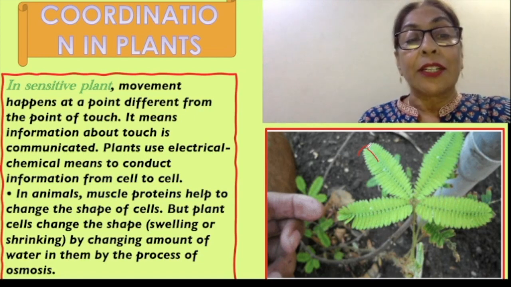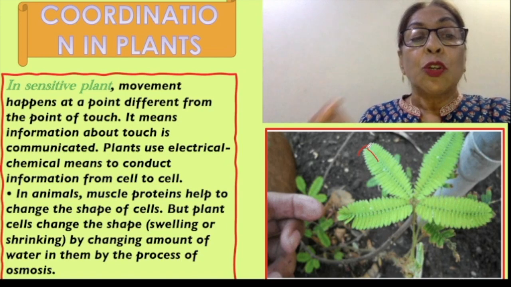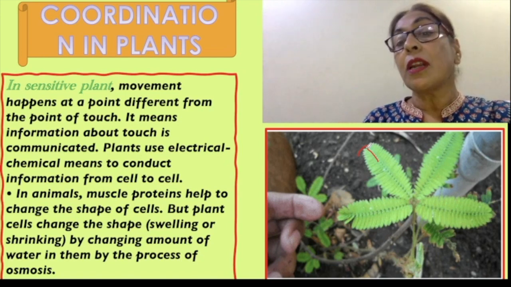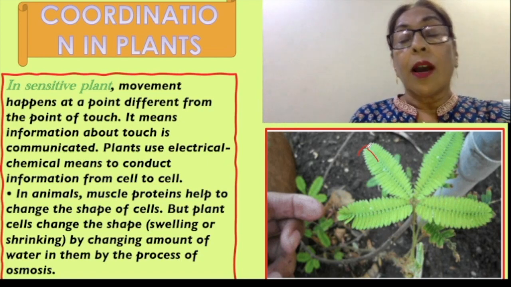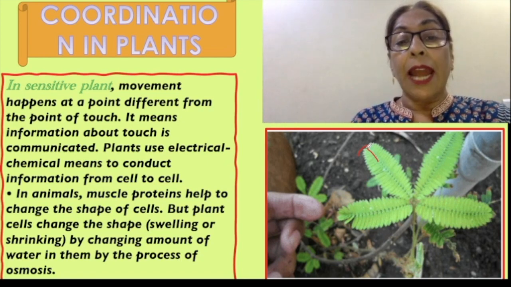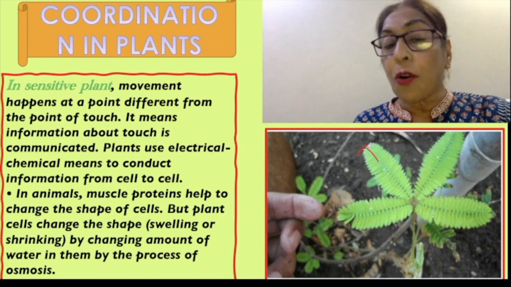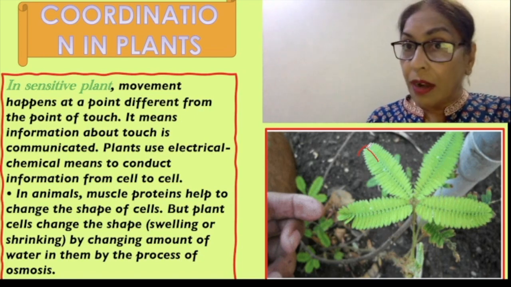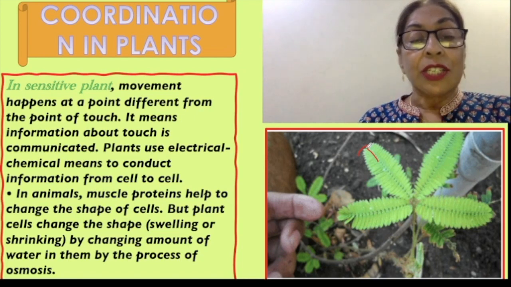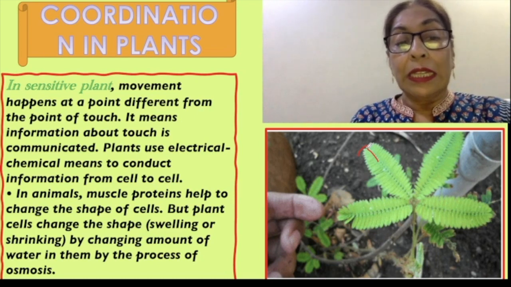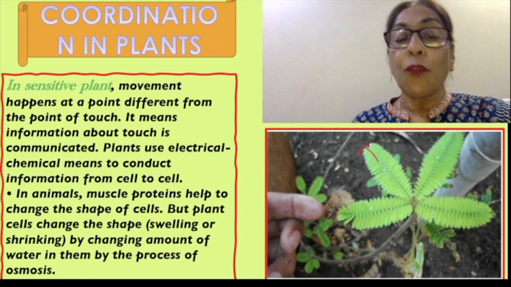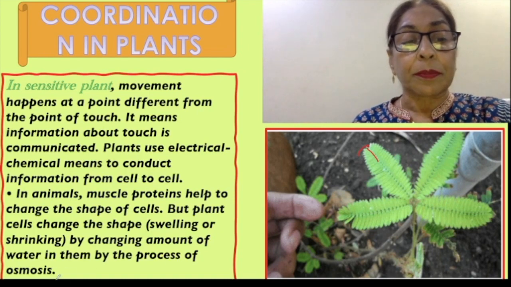Plants use electrical and chemical means to conduct the information from cell to cell. In animals, muscle protein helps to change the shape of the cell, but in plants, cells change shape by changing the amount of water in them by the process of osmosis.